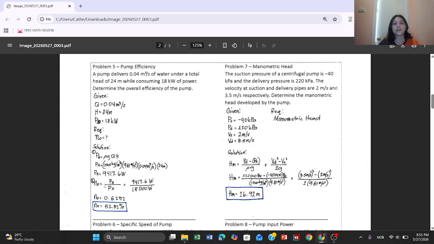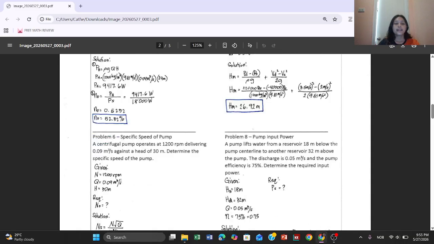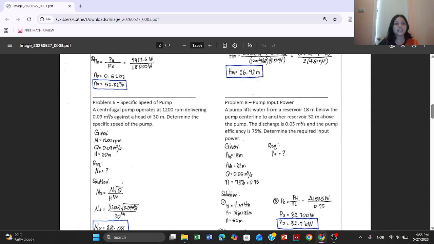And next we can now get the value of the overall efficiency, where the formula will be the hydraulic power over the shaft power. The overall efficiency is equal to 0.5232, or in percentage, we can get 52.32% of overall efficiency. Next, for problem number 6 is the specific speed of the pump.